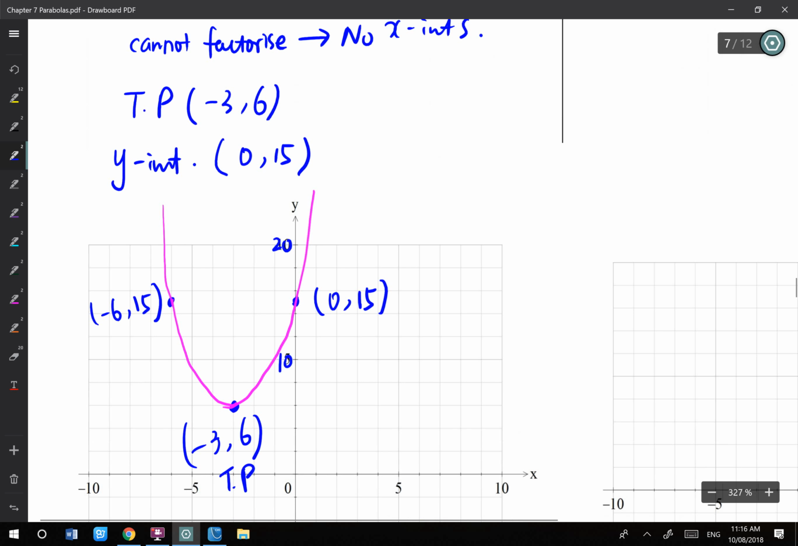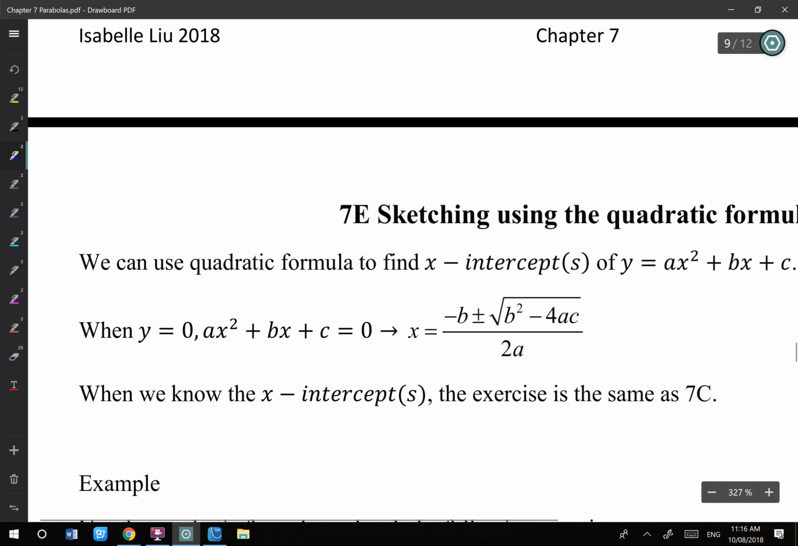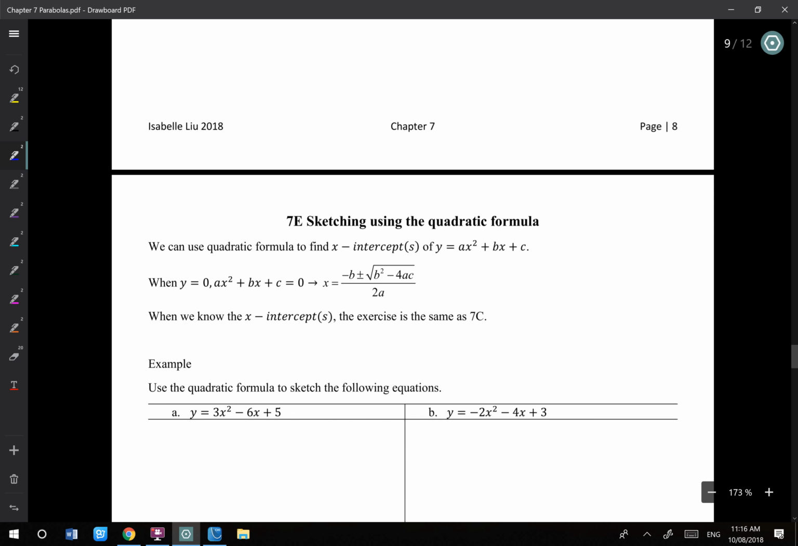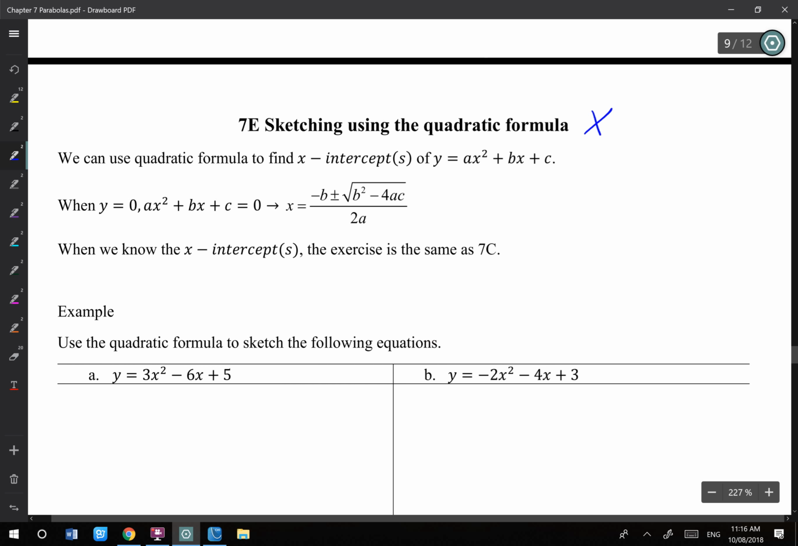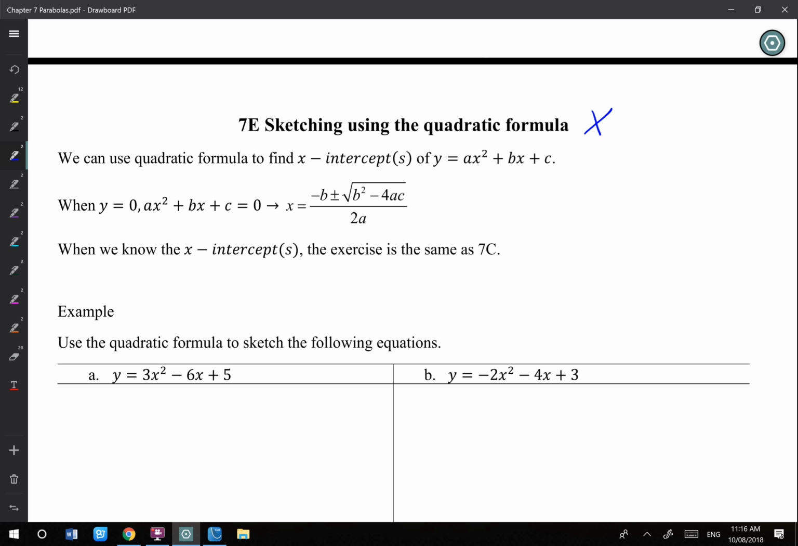So today we're going to learn another method. It's using the quadratic formula. See what we learned for chapter 5. We learn factorize, we learn completing square, and we learn solving by quadratic formula. It's all coming back, and we're trying to use that knowledge to sketch. Okay, this is not a good method. I don't really like this method.